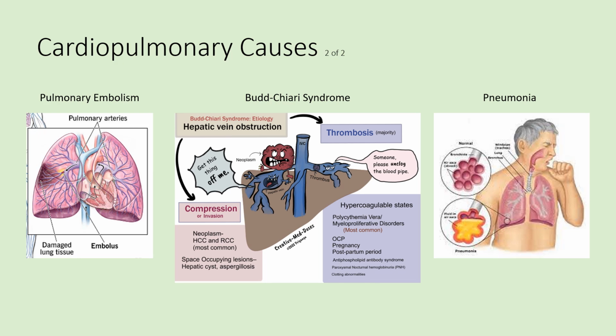Then you have Budd-Chiari syndrome. It's occlusion of the major hepatic vein or the inferior vena cava. It's caused by acute or chronic liver failure. It causes that emergent, sudden abdominal pain. It can cause hepatomegaly, a fat liver, and cause the patient to have ascites and possibly jaundice. Then the pulmonary cause of abdominal pain could be the patient with pneumonia.